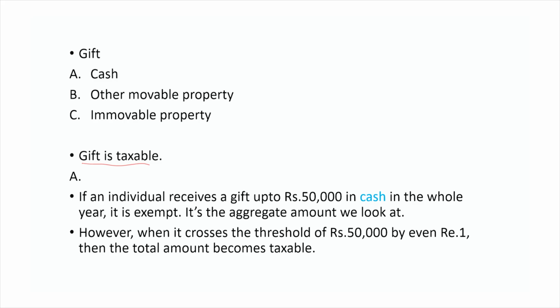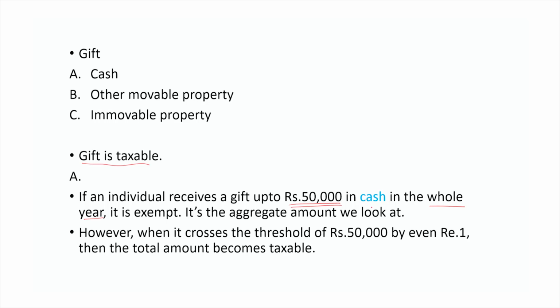So when we talk about cash, and if you are an individual receiving cash up to rupees 50,000 in the entire year, right? So it's your birthday, somebody gives you cash money. It's your anniversary, somebody gives you cash money. You've gone to some place, somebody gifts you again some cash money, and put every amount together. Now, once you see the aggregate amount and that aggregate amount is less than 50,000, then all of it is exempt. But the moment it crosses 50,000 by even 1 rupee, then we say that it is all taxable altogether, right? So if an individual receives a gift up to rupees 50,000 in cash, in the whole year it is exempt. It is the aggregate amount that we look at. However, when it crosses the threshold of 50,000 by even 1 rupee, then the total amount becomes taxable.